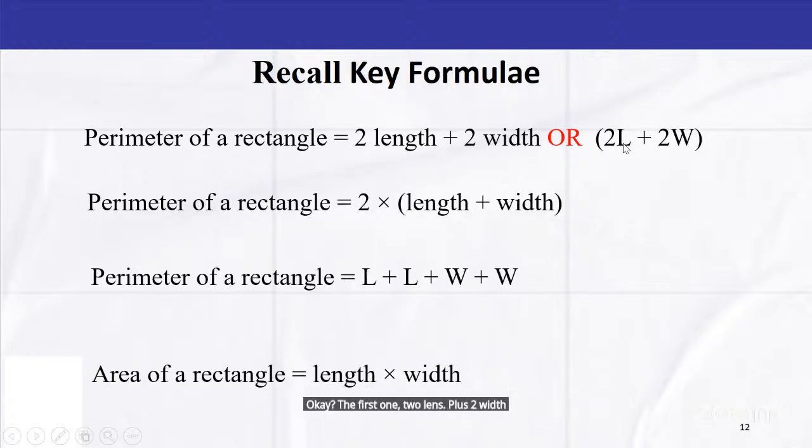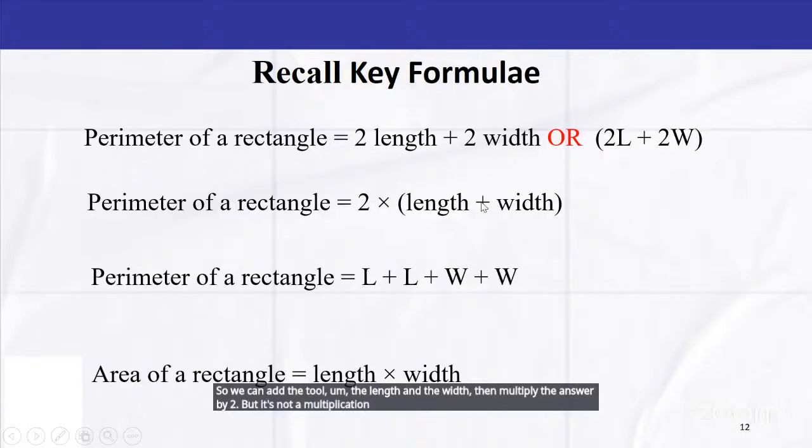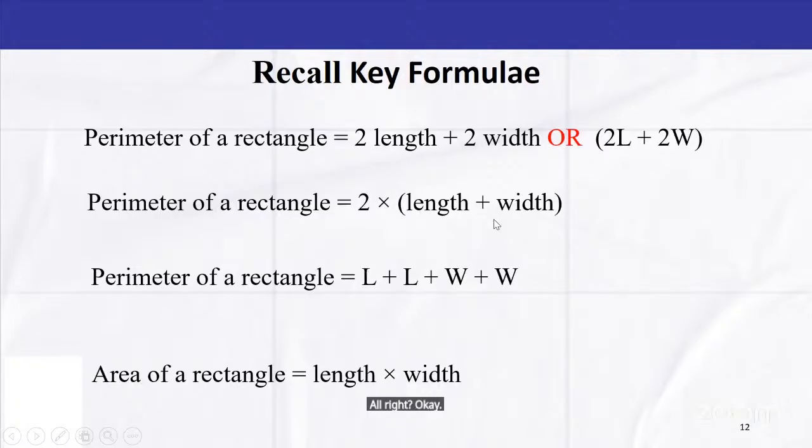Or in brief, we have 2L plus 2W. And the second one is 2 times, open bracket, length plus width. So we can add the length and the width, then multiply the answer by 2. But it's not a multiplication sign inside the bracket. All right? Okay, let's continue.